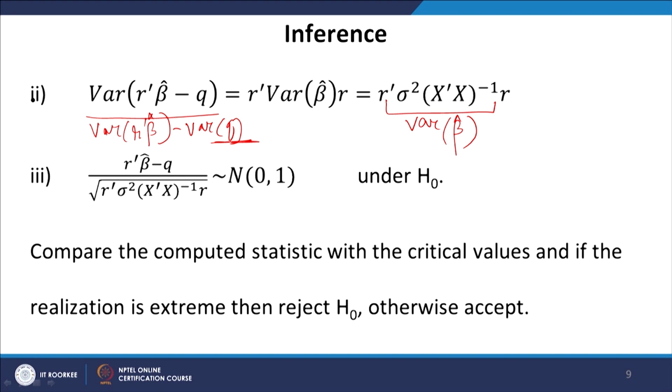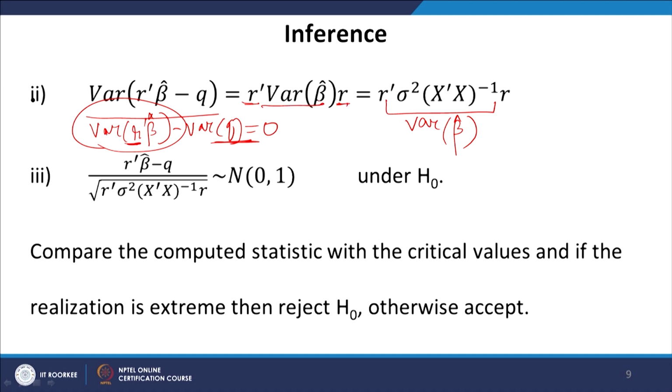Q again being a vector of constant terms, it cannot have any variation. So, variance of Q is equal to 0, as a result of which I only have variance of R prime beta hat. Now, R prime is also a matrix of constant numbers, right. As a result there is no variation, and it should come out of the variance operator. When it comes out of the variance operator, it should be a squared term. So, since it is in matrix format, what we have is R prime R. R prime is pre multiplied and R is post multiplied, and then in between we have variance of beta hat.